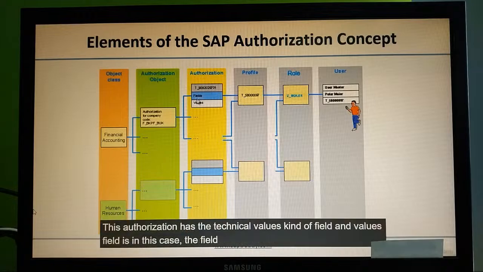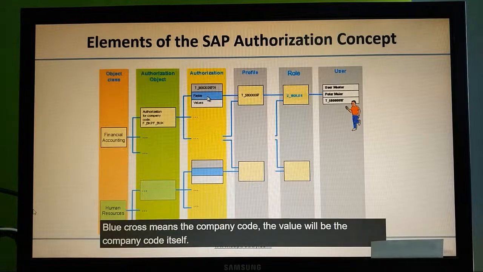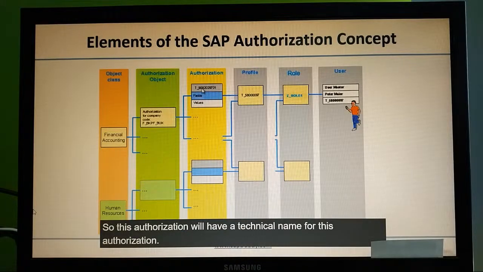Then authorization. This authorization has the technical values, the fields and values. In this case, the field will be BUKRS. BUKRS means the company code. The value will be the company code itself. Let's say the company code is 1001, then it will be written here. So that is authorization, and this authorization will have a technical name. This collection of authorizations put together gives us profiles.